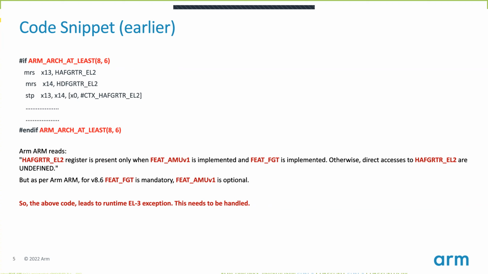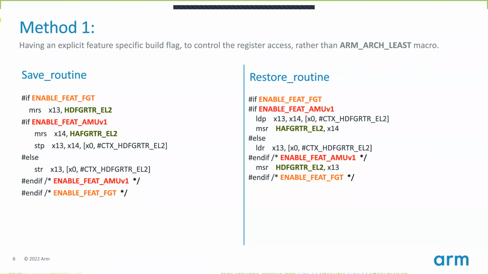So one way we thought to handle this is, instead of having this ARM architecture list macro wherein we are considering the architecture version, we thought of introducing feature-specific build flags, having one specific build flag for each and every feature, and then provide controlled access to those registers, something like this. So during both save and restore routines, instead of directly accessing them using this ARM architecture list macro, we introduce these feature-specific build flags. In this way, when the platforms or the users properly set the build flags, only then will there be access to these registers, or else there won't be any access. So in this way, we can avoid the runtime exceptions.